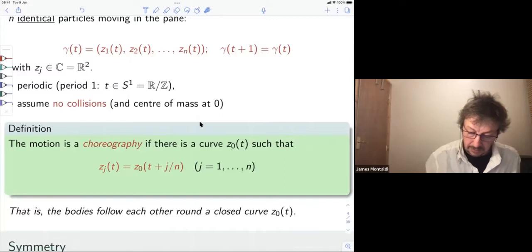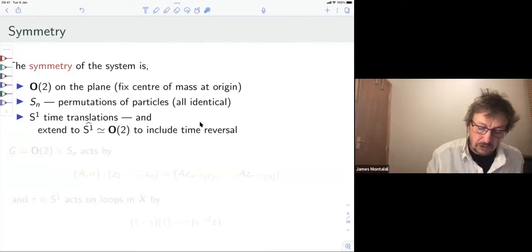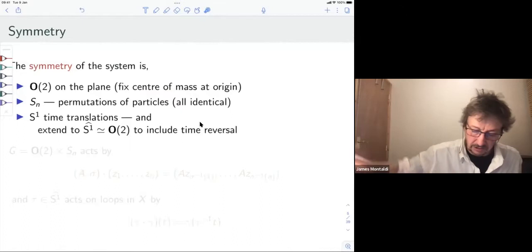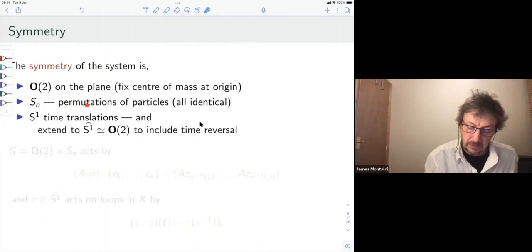So what's the symmetry of this system? The symmetry we have, having fixed the center of mass at the origin, because you just translate the whole thing and it doesn't make any difference, is rotations and reflections about the origin, O2, permutations of the particles, because they're all identical, and time translations.